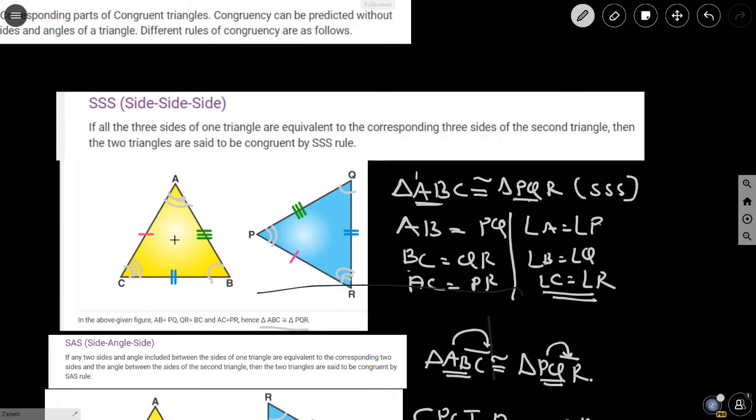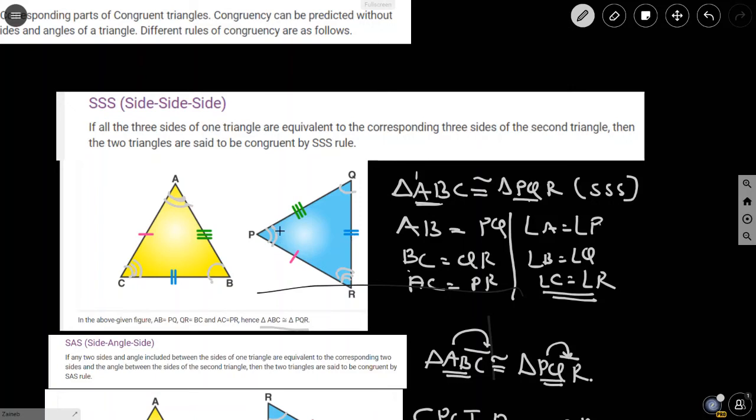So BC is opposite angle A, and QR is opposite angle P. So that means angles equal, corresponding sides opposite angles are equal, or equal sides' opposite angles are corresponding.